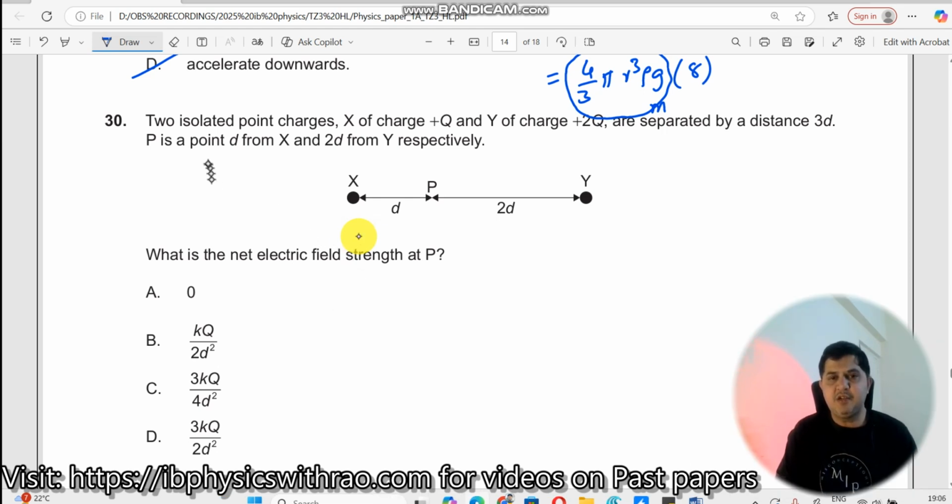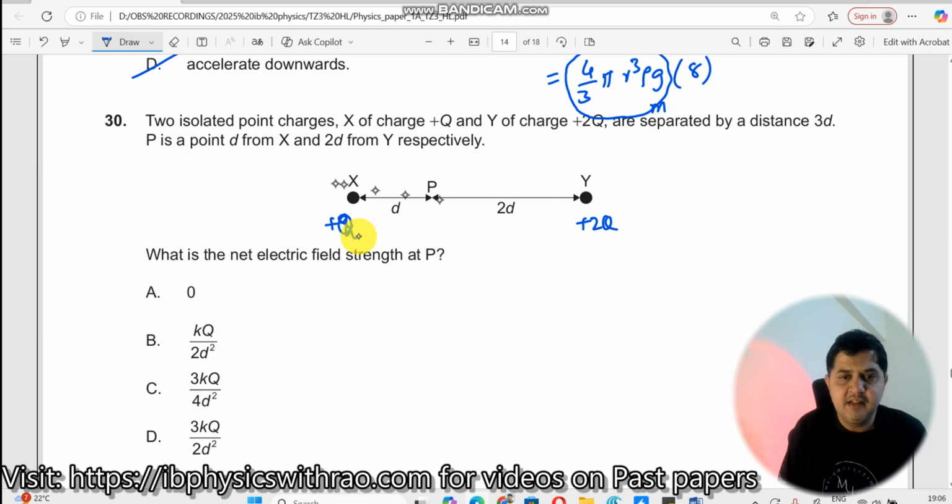Question number 30. Two isolated point charges: X has a charge of plus Q, and the second one, Y, has a charge of plus 2Q. They are separated by a distance 3D. P is the point at a distance D from X and 2D from Y respectively. What is the net electric field at the point P?